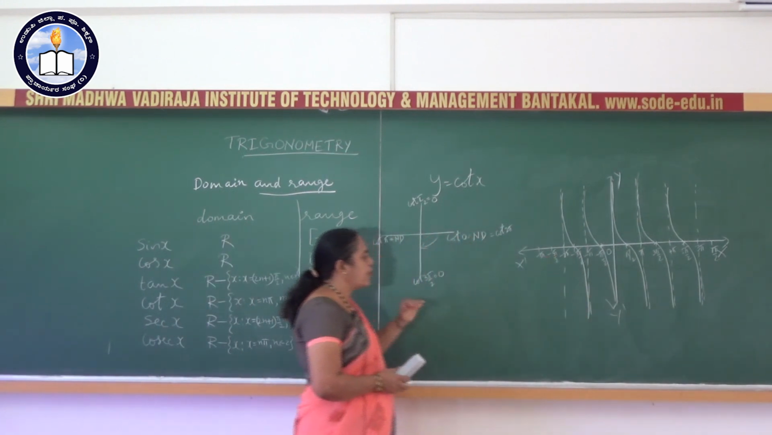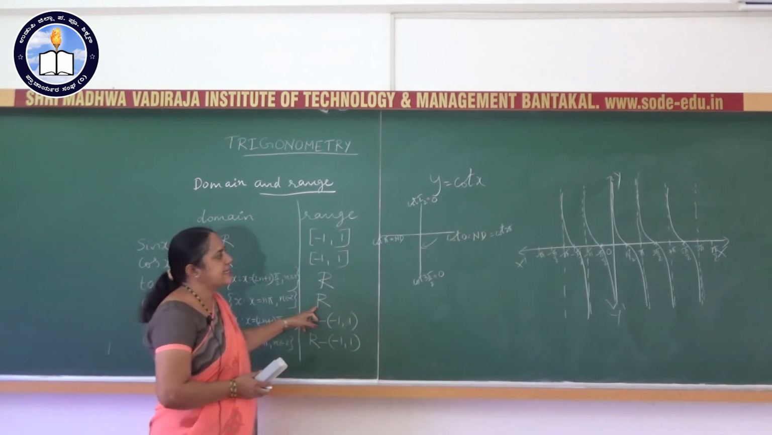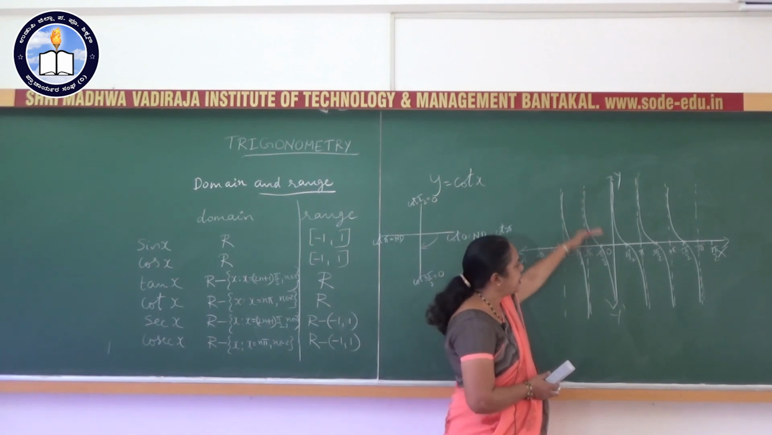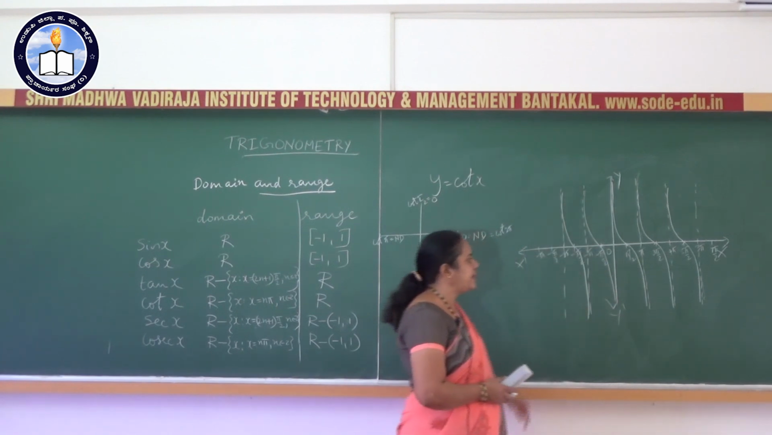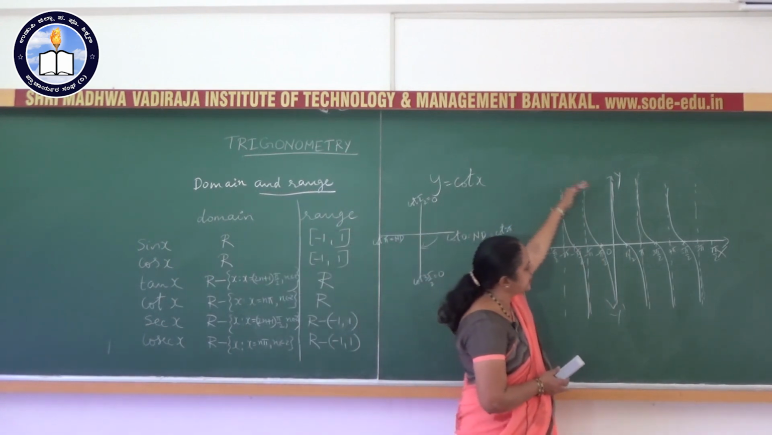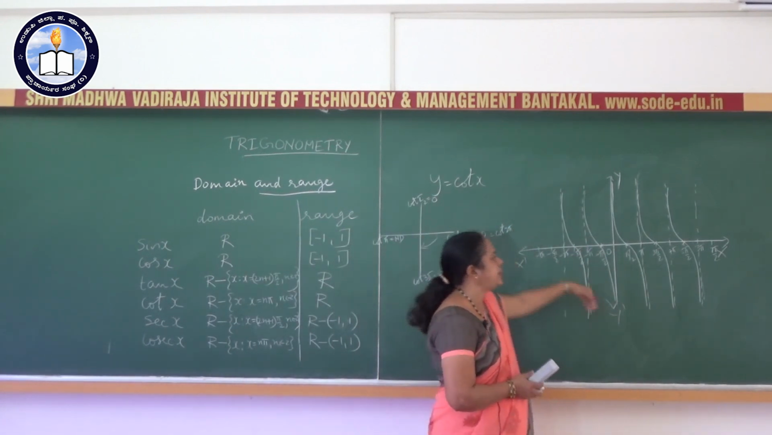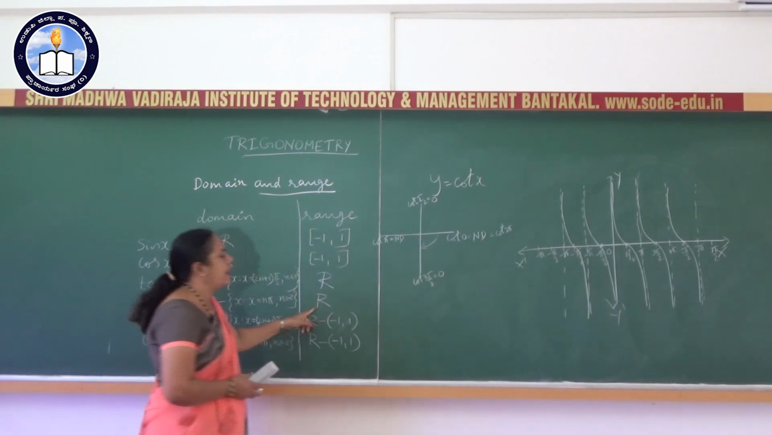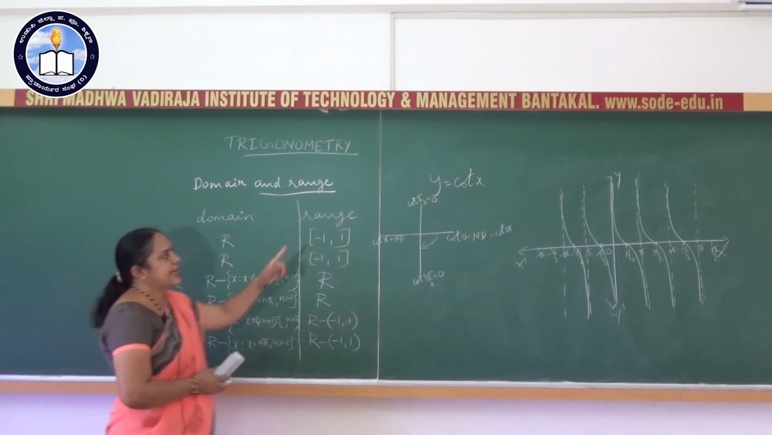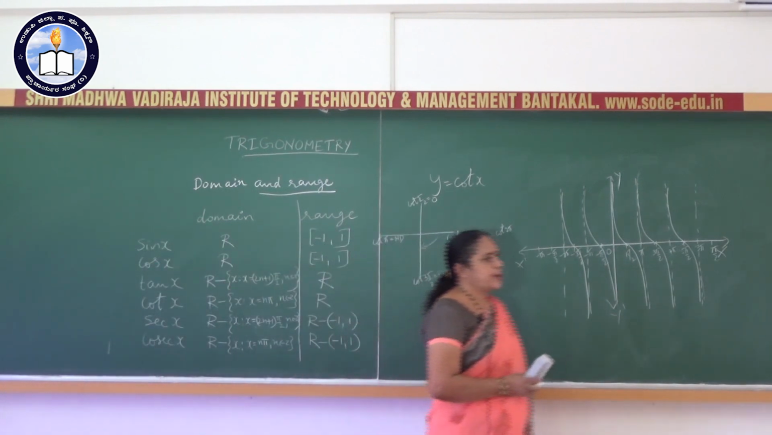What's the range of cot x? The range of cot x is R. The highest value of cot x is plus infinity and the least value is minus infinity, as is clear from the graph. That is nothing but R, the set of all real numbers. So that's the graph of y is equal to cot x.